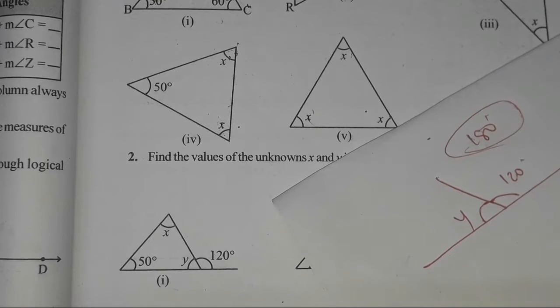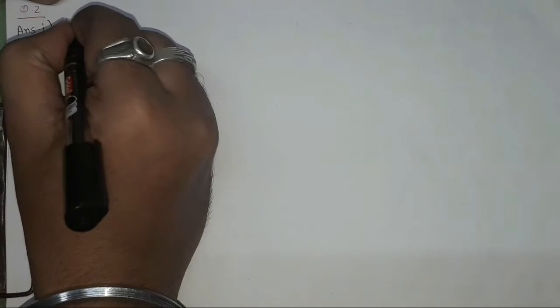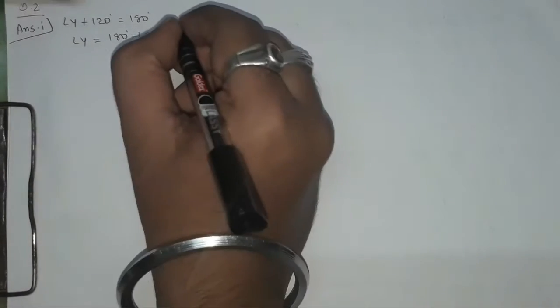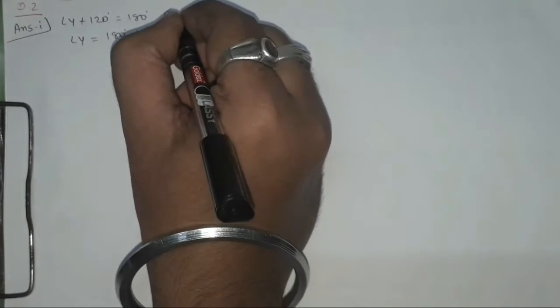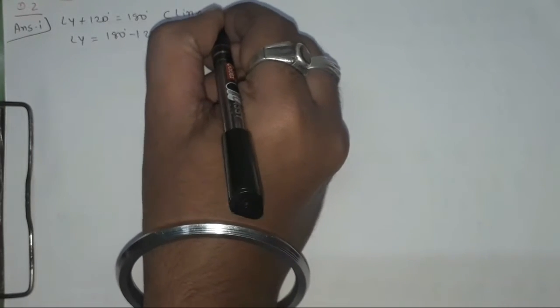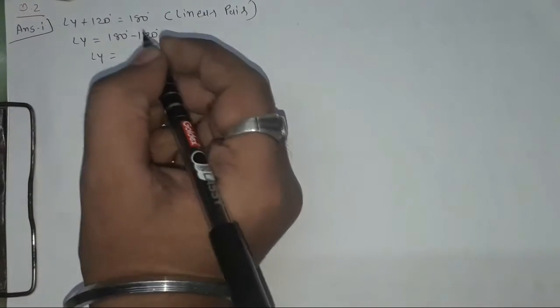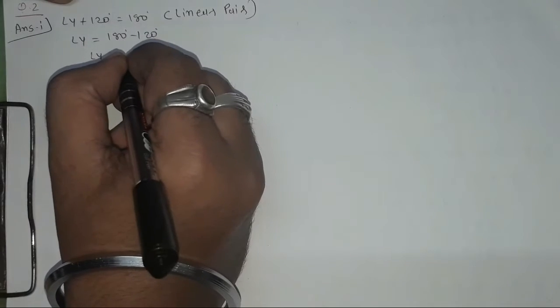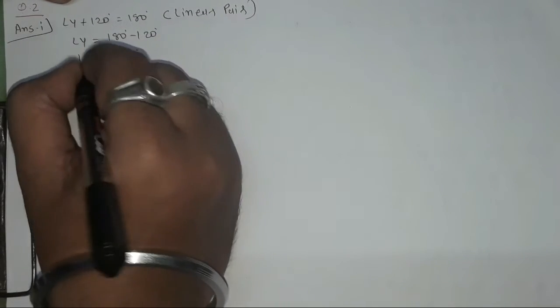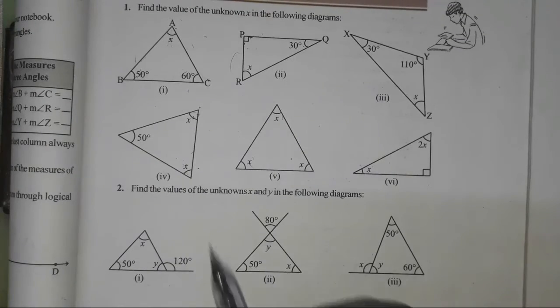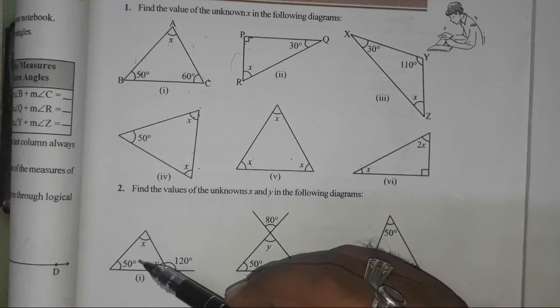So here I may write angle y plus 120 degrees is equal to 180 degrees. Now angle y is equal to 180 degrees minus 120 degrees. In brackets we have to write which property we are using. So we are using the linear pair property, so here we can write linear pair. Now angle y is equal to 180 minus 120, so the measure of angle y is equal to 60 degrees. This is the value of angle y, the measure of this angle y. Now we have to find the value of angle x.